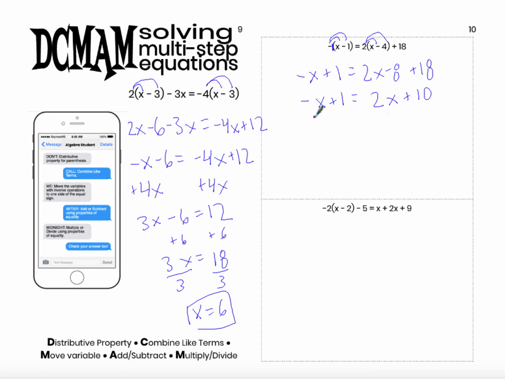And now I move my smaller variable. That gives me a two-step equation, which I'm very great at, and hopefully you are too. Subtracting 10 from both sides, and then dividing by 3. There's my final solution. Here's one where I only distribute on the left side.